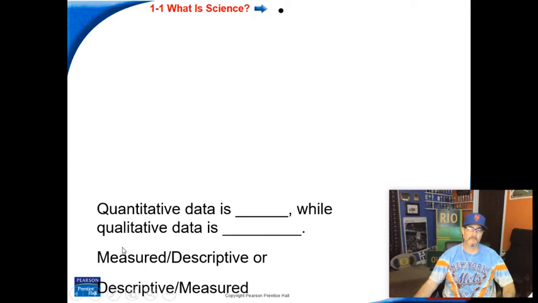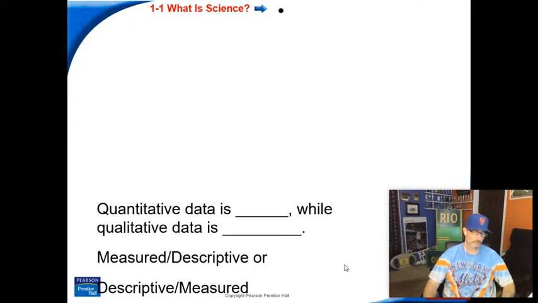Whenever I have a word and a slash, this means that this one would go in the first blank and this one would go in the second blank. Of course, if you think it's this one would go in the first blank and this one would go in the second blank. So quantitative data is that measured or descriptive. Qualitative data is that measured or descriptive.